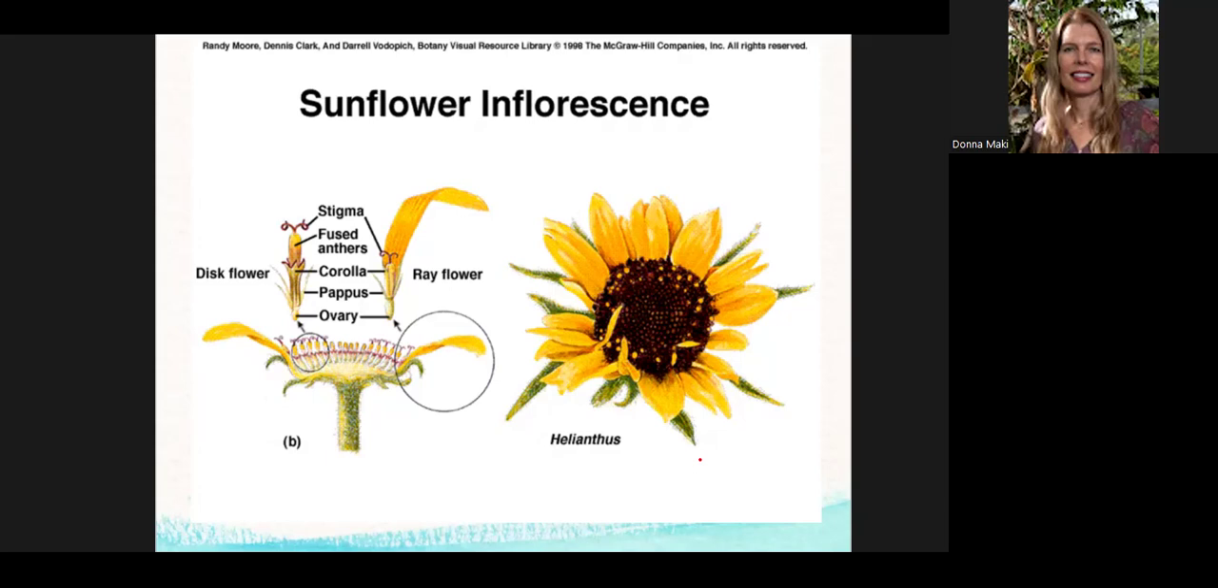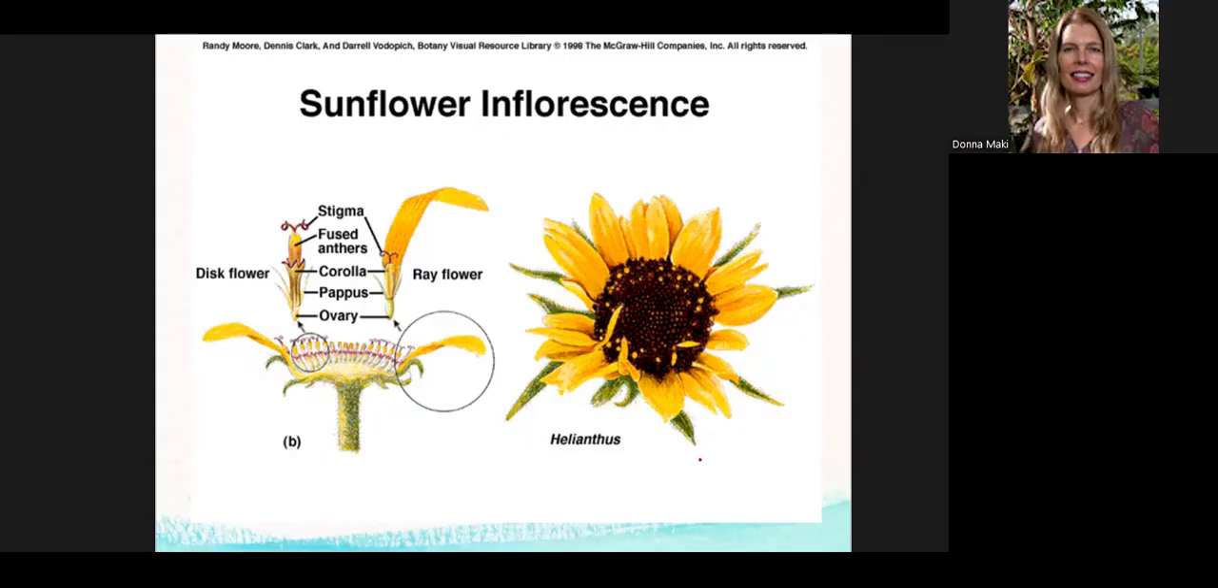And here they're showing that in this case, it's a female. The ray flowers are female. You don't see the male parts there. It's just the stigma and style and ovary. But with the disc flowers, you can see that you do have anthers there. You've got to kind of look for them because they're fused.